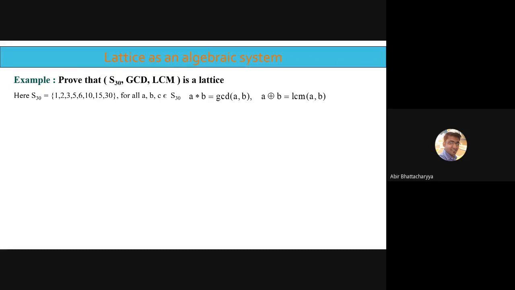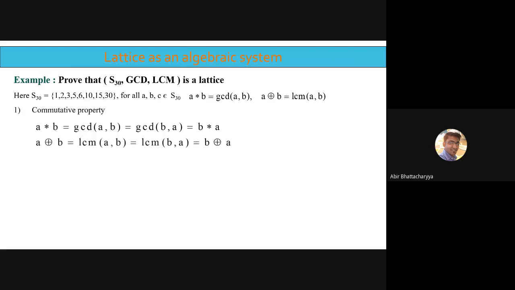Now the commutative property states that A star B equals GCD of A, B, which equals GCD of B, A. Directly we can write GCD of 20, 25 is equal to GCD of 25, 20. If you change the order, your result will be the same, no change in the result. Similar is the case for LCM: A plus circle B equals LCM of A, B, which equals LCM of B, A, and finally equals B plus circle A. The commutative law holds true in both cases.